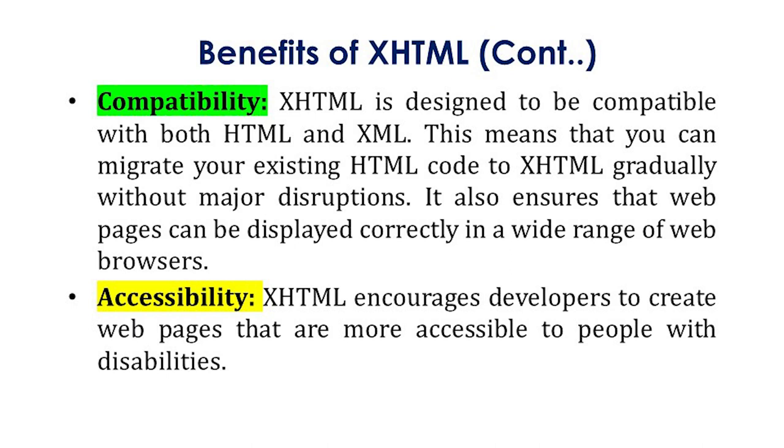Compatibility. The next point we can say is a benefit of XHTML. Compatibility means XHTML is designed to be compatible with both HTML and XML. This means that you can migrate your existing HTML code to XHTML gradually without major disruptions. It also ensures that web pages can be displayed correctly in a wide range of web browsers. The next one is accessibility.